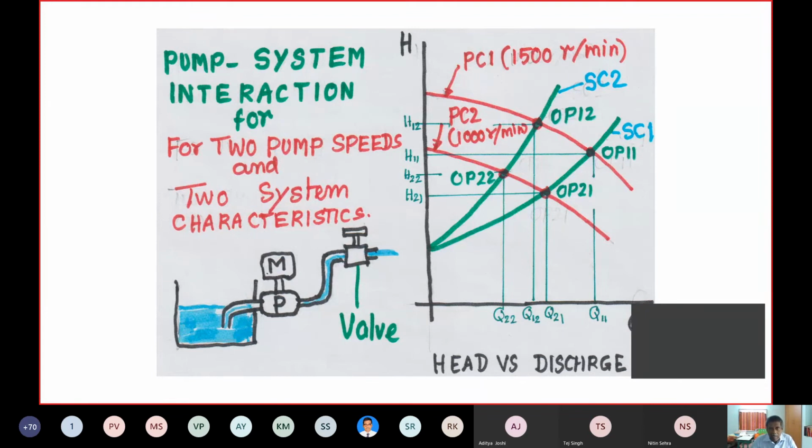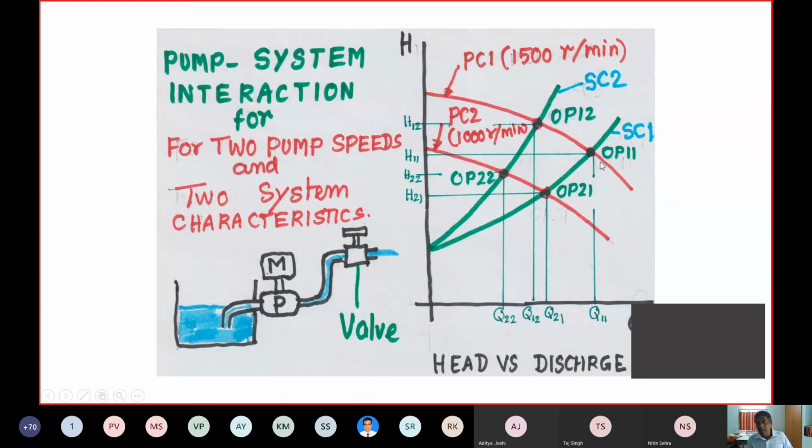Now pump system interaction for two pump speeds and two system characteristics. The two pump speeds: one is 1500 RPM, the other one is 1000 RPM. The two system characteristics are SE1 and SE2. The valve is indicated. You find that there is a static lift. That is why the system characteristics start from a particular height.